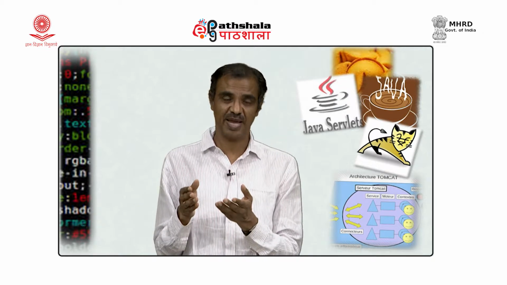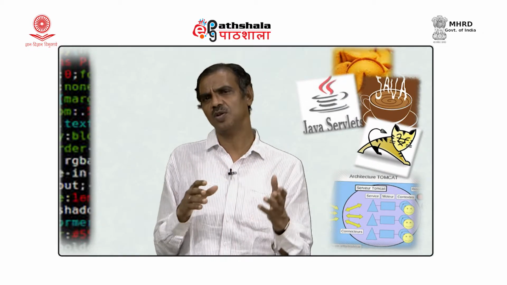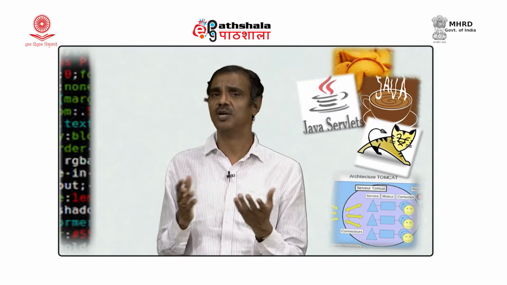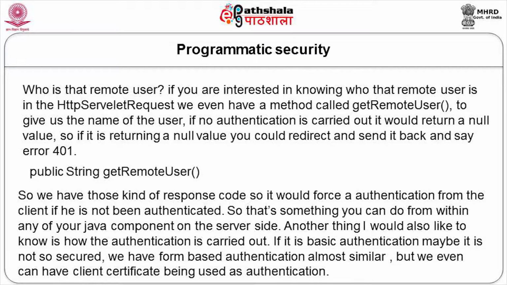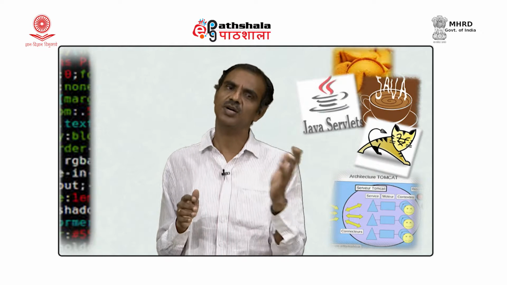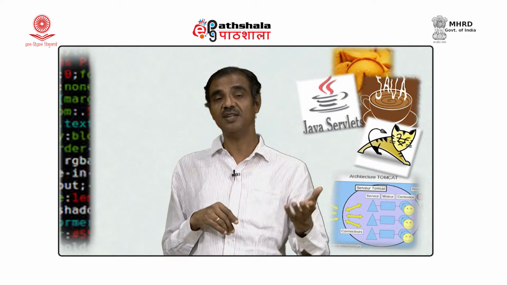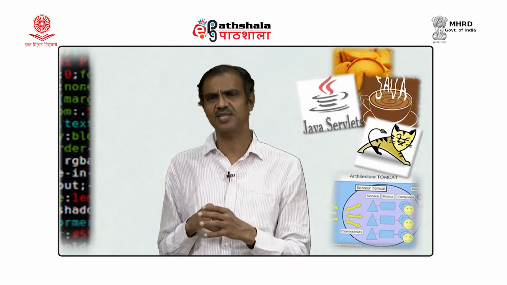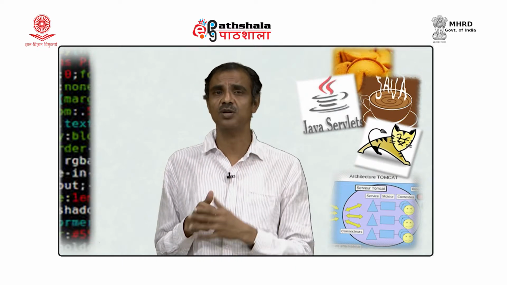You normally would like to use these role based checks, but sometimes you might like to know the name of the user. Who is that remote user? If you are interested in knowing who that remote user is, in the HttpServletRequest we even have a method called getRemoteUser to give us the name of the user. If no authentication has been carried out, it would return a null value. If it is returning a null value, you could send a redirect, or give a sendError and say okay, 401.